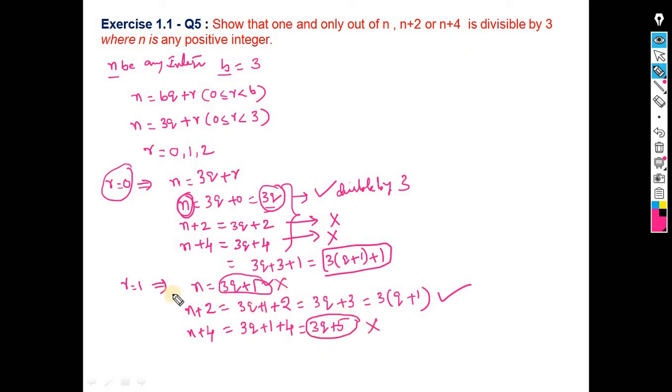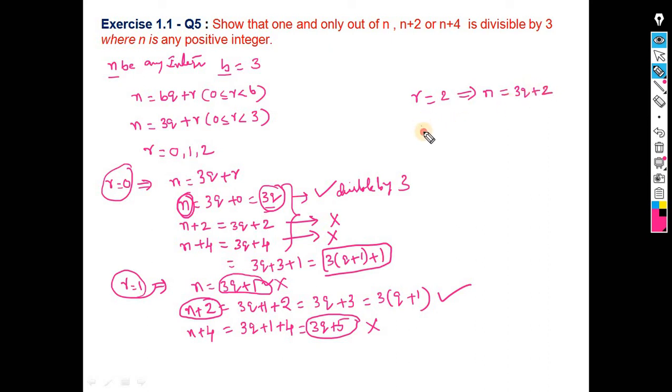So, when you take r value as 1, out of these three, only one value is divisible by 3, that is n plus 2. And now we will see the last one, that is when I take my r value as 2, and in that case my n value is equal to 3q plus 2.